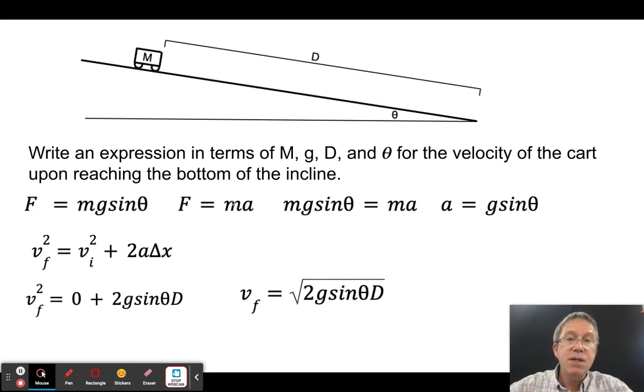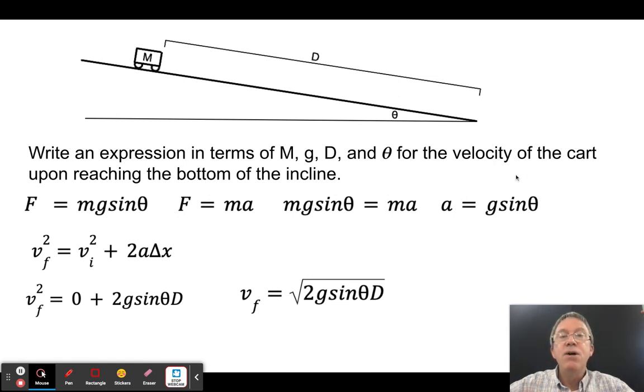Because this mass is what's causing gravitation, and this mass is also what has to accelerate, the two cancel out. I just get a equals g sine theta. Which makes sense. It was just going to be g.